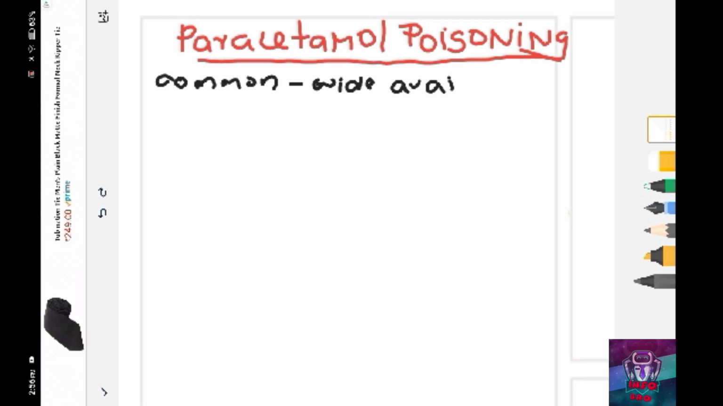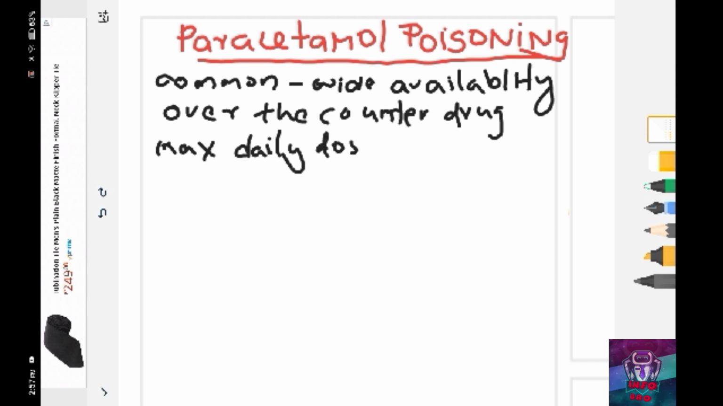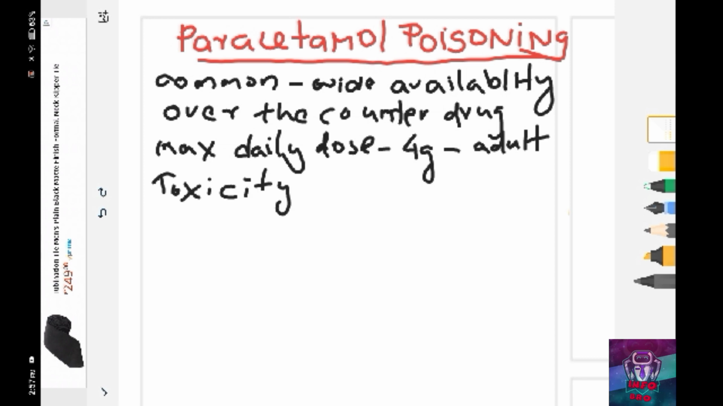Paracetamol poisoning is common because of its wide availability as an over-the-counter drug. The maximum recommended daily dosage of paracetamol is 4 grams. So the maximum dose of paracetamol that can be consumed by an adult is 4 grams in a day.